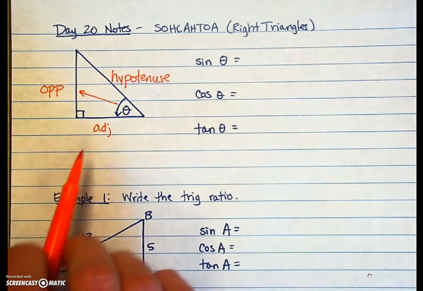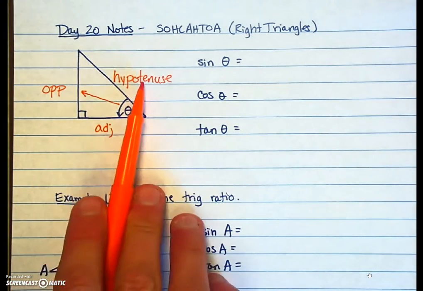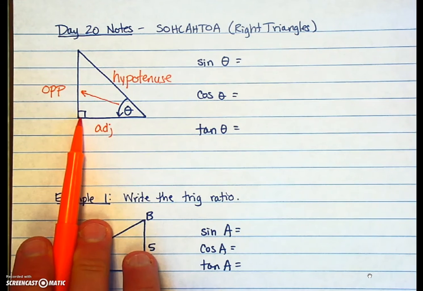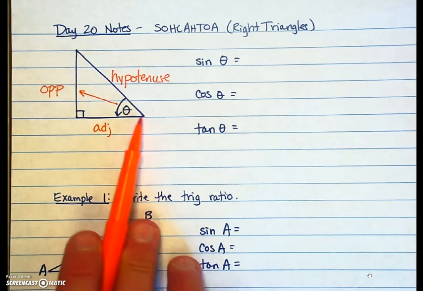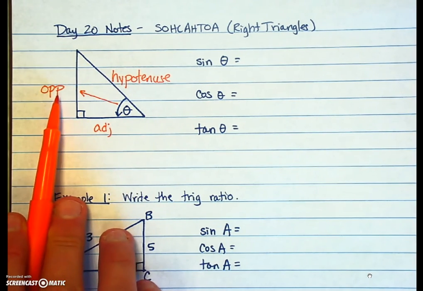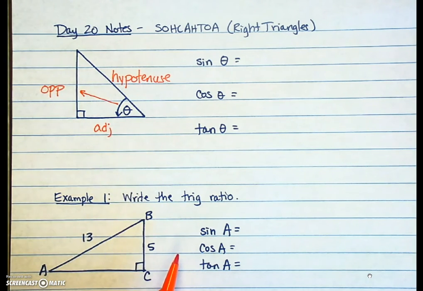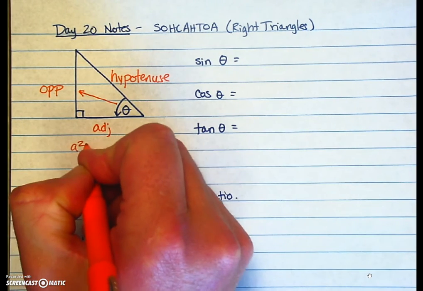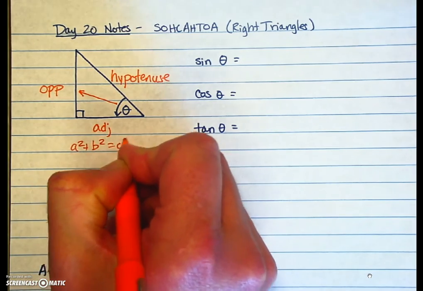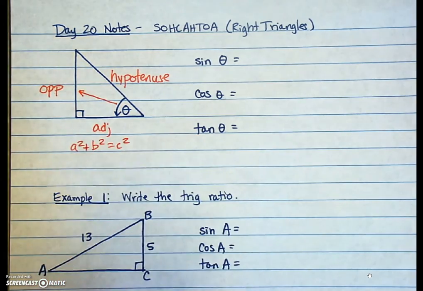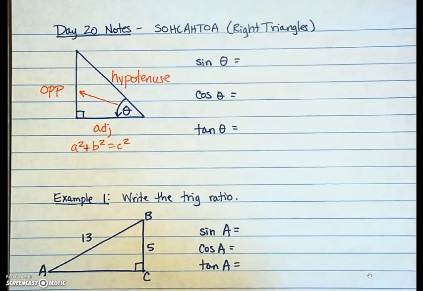And so whenever you have a right triangle, you have three sides. The hypotenuse is always opposite of the right angle, and that's the longest side always. And then you have an opposite and an adjacent side, which are basically the legs of the triangle. Now, since it is a right triangle, the Pythagorean theorem still holds true, which, if you'll remember, is a squared plus b squared equals c squared, and we just used that when we were doing hyperbolas in our last unit.